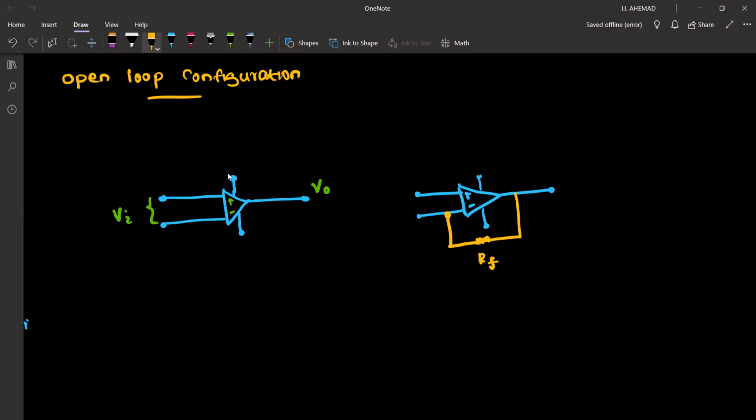How do we get a feedback? We get the feedback from the output, and using the feedback we make our input better. The same thing happens here. If we use a feedback resistor, then it is closed loop. If we do not use any of these feedback resistors, then it is open loop. Hope you got the difference between closed loop and open loop.